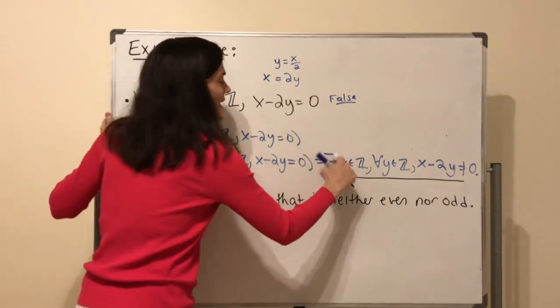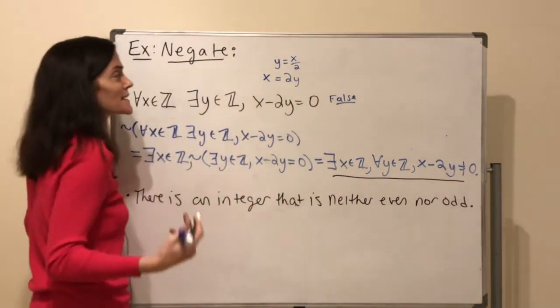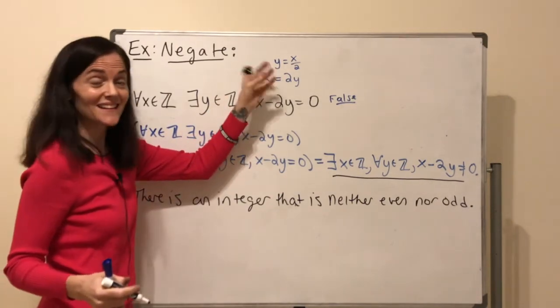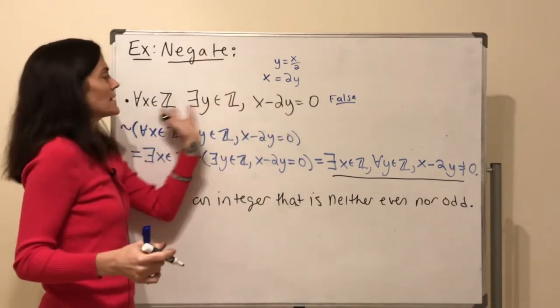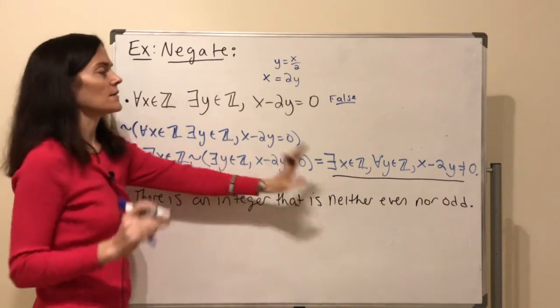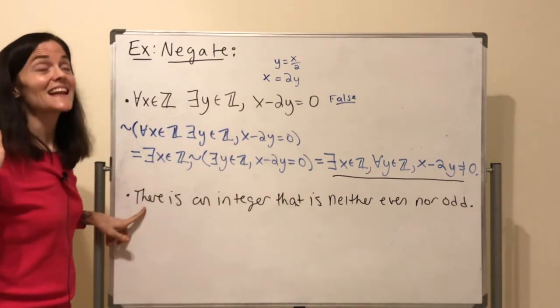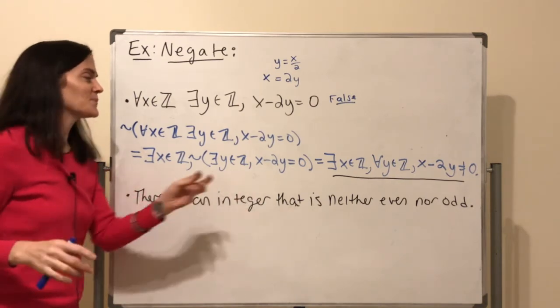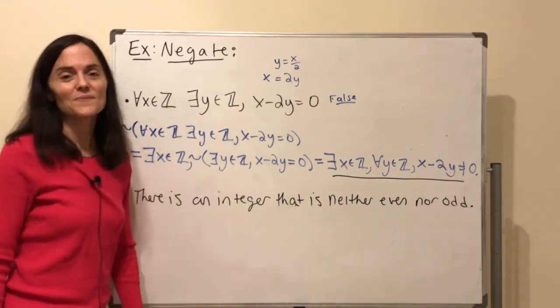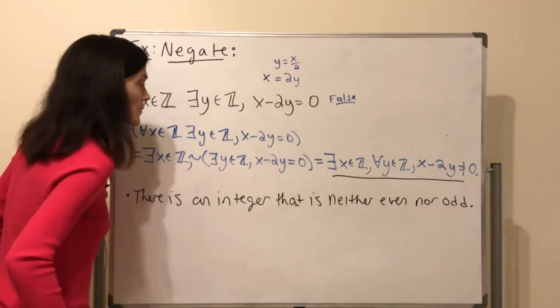We can just take x equal to 1. For example, the same x that made this one fail makes this one true. Now this is written with words. I will leave my final answer also written with words.